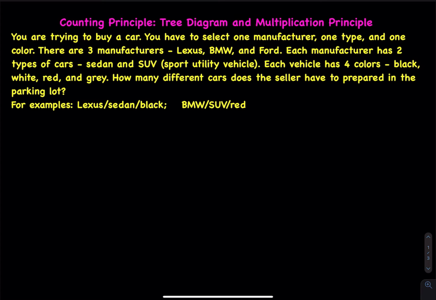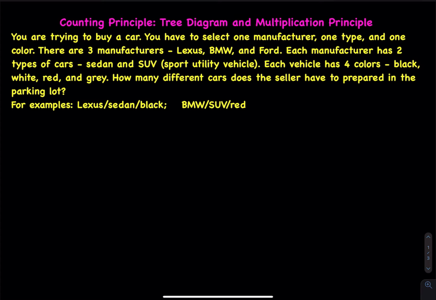You are trying to buy a car. You have to select one manufacturer, one type, and one color. There are three manufacturers, Lexus, BMW, and Ford. Each manufacturer has two types of car, either a sedan or an SUV. SUV refers to sport utility vehicle. Each vehicle comes with four colors: black, white, red, and gray.